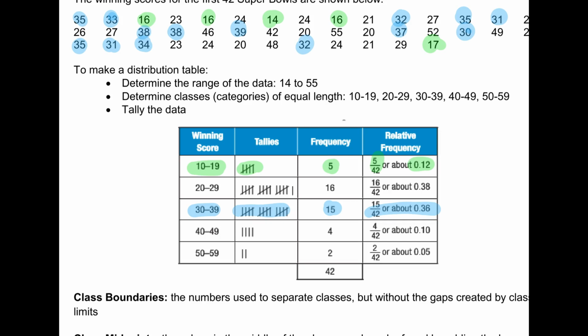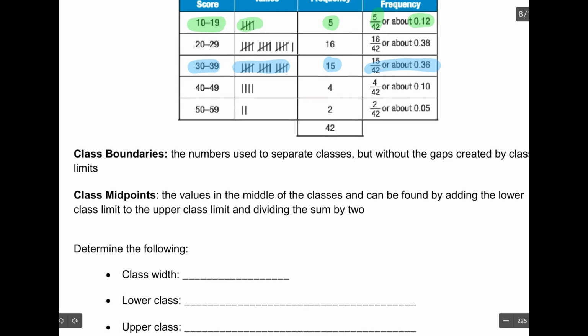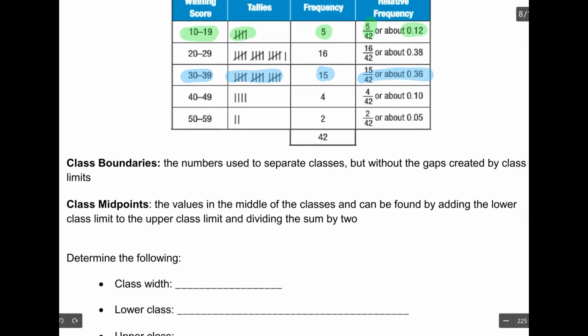All right, so the class boundaries are the numbers used to separate classes, and the midpoints are what are exactly in the middle of my 2 boundaries. All right, so determine the following. What is the class width? 10 to 19 is how many numbers? 10, 11, 12, 13, 14, 15, 16, 17, 18, 19. It's 10. Each class width is 10. It's literally 10 numbers.